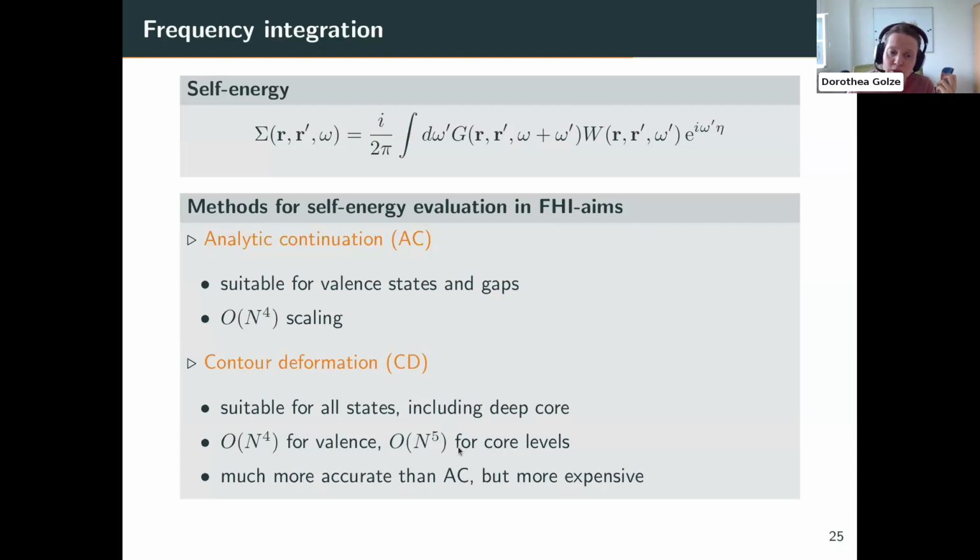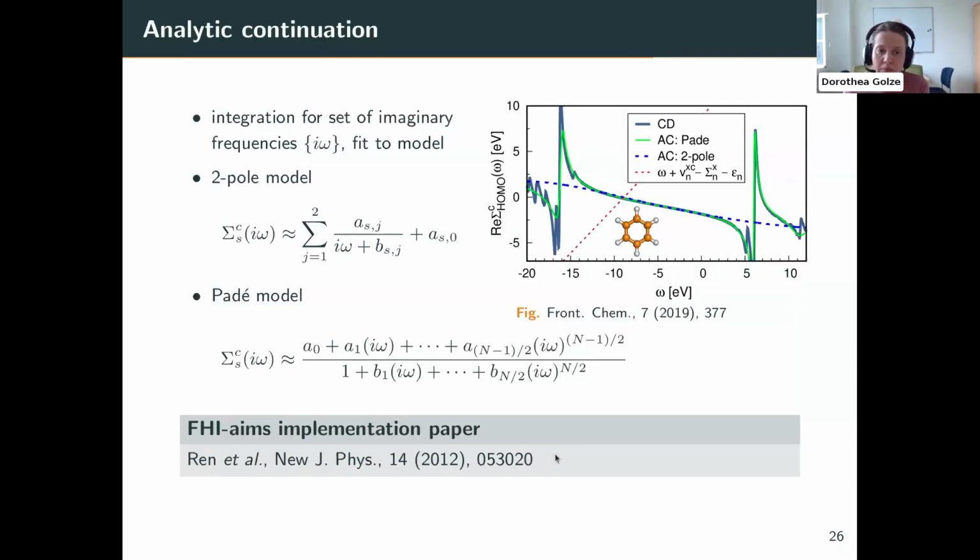The contour deformation is more accurate, suitable basically for all states, including deep core states, and scales as n^4 for valence states and n^5 for core levels. Much more accurate, but also much more expensive. Let me quickly explain the idea behind it.